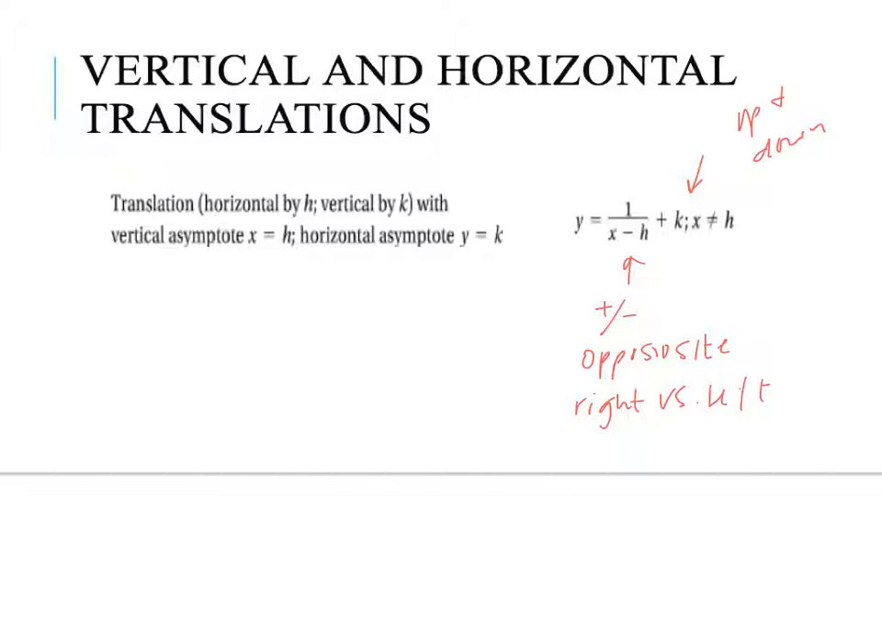And then the other piece of information that's told to you here is that your vertical asymptote comes from your h, and your horizontal asymptote comes from your k. All right, so let's keep that in mind when we're trying to graph, and more specifically when it starts helping us with the domain and the range.